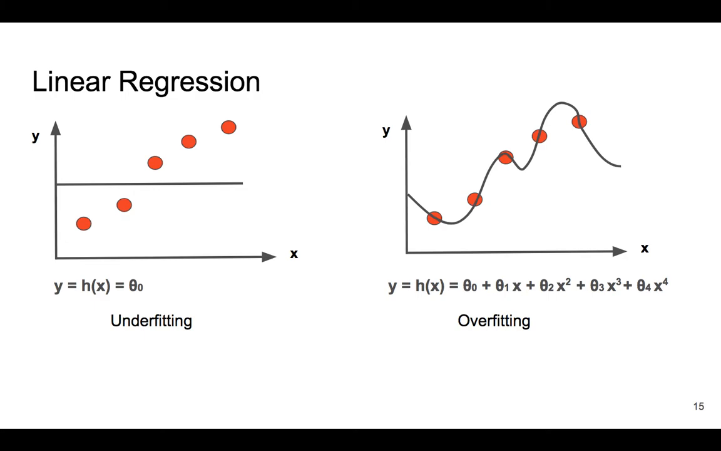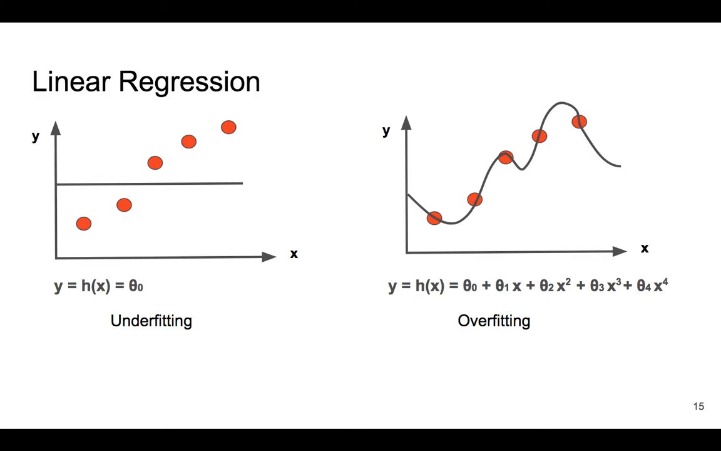It is because there are too few parameters in the regression, and thus the hypothesis cannot capture the dependence of the target y on the feature x. This situation is called underfitting.